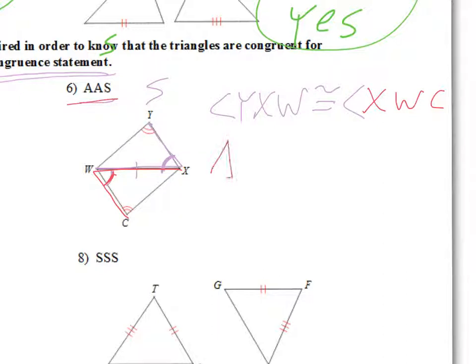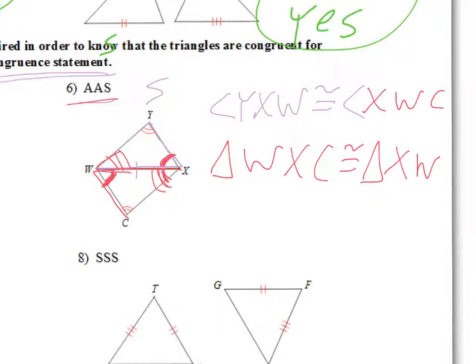So now we're going to write the triangle congruent statement. We'll say WXC is congruent to triangle. What corresponds to W? That would be this angle right here, which would be X. What corresponds to X? That would be this one that's not labeled. Well, it's going to be congruent to this angle. So that would be W in that vertex. And then C would be corresponding to Y.